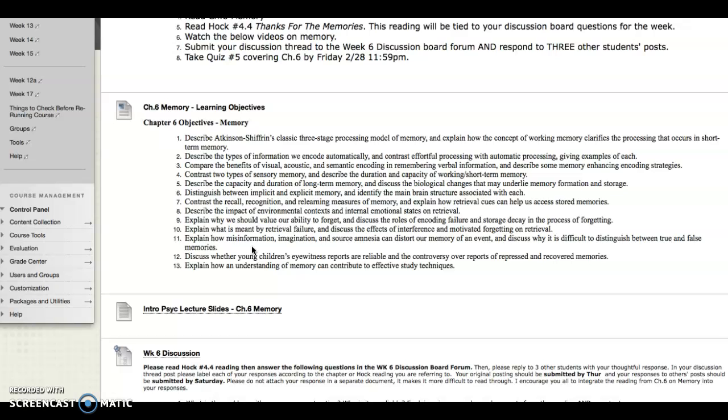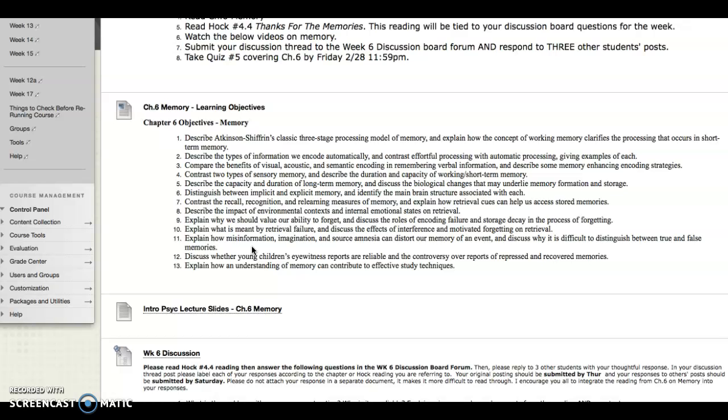We'll be looking at misinformation, imagination, and source amnesia, and how all three of those can distort our memory of an event, and why it is difficult to distinguish between true and false memories. Sometimes we do not encode things properly to begin with, and so we have an inaccurate memory, albeit a memory nonetheless, and it's our memory, and we often believe in the veracity of those memories. However, if we didn't process the information accurately to begin with, the memory is never true, or accurate, I should say.